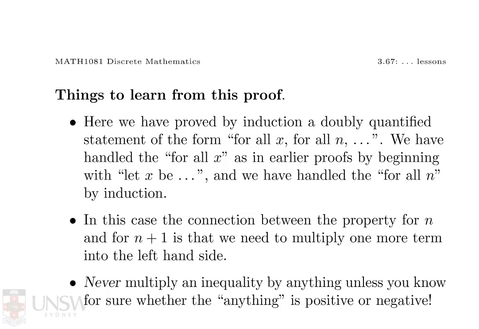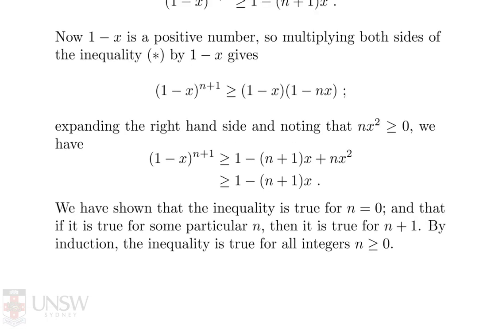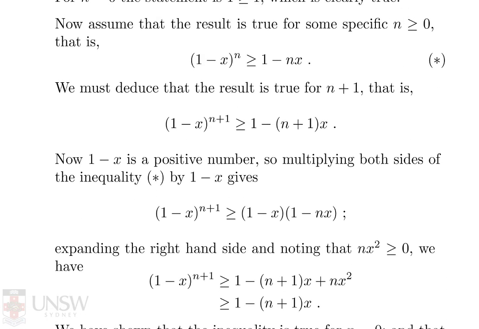As I mentioned before, to do induction successfully, you need to have a close connection between the property for n and the property for n plus 1. In this case, just the left-hand side for n is this one here, 1 minus x to the n. The left-hand side for n plus 1 is this one here, 1 minus x to the n plus 1. And there's clearly a close connection between them in that you just have to take the first one and multiply by another factor of 1 minus x, and you get the second one.